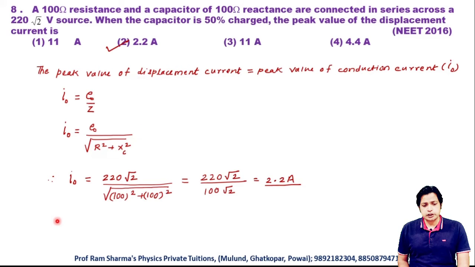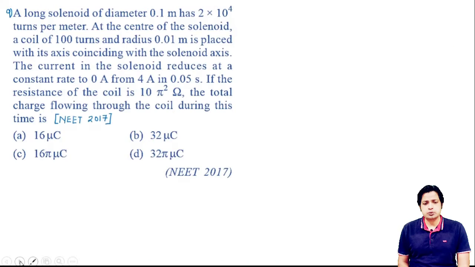Now let's move on to the next question. The next question is the 9th one. A long solenoid of diameter 0.1 meter has 2 into 10 power 4 turns per meter. So this is the number of turns per unit length of the solenoid. At the center of the solenoid, a coil of 100 turns and radius 0.01 is placed with its axis coinciding with the solenoid. Fine. So inside the solenoid we have a coil whose details are known.